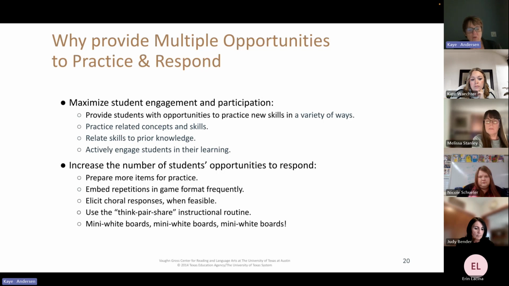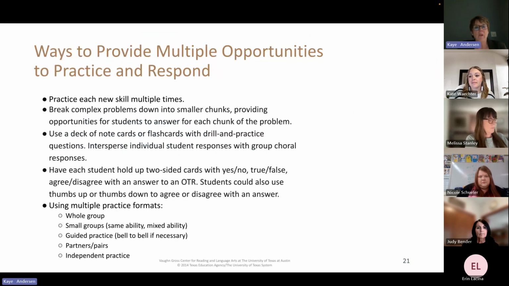Go ahead and have choral responses. It works great. I don't care what grade level you're teaching at. Think, pair, share. Have them think and talk to the partner next to them. And when we're talking about math classes, mini whiteboards every day, mini whiteboards multiple times throughout the class period. There's multiple ways that we can do this.